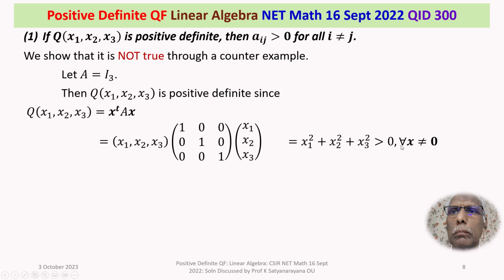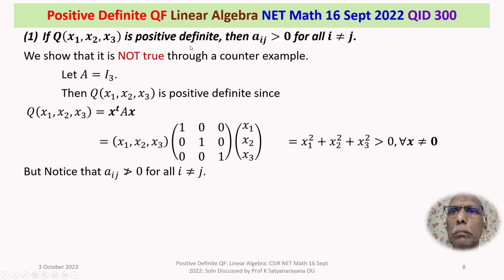The sum of the squares is always positive whenever x is not equal to 0. For all column vectors x1, x2, x3, x1 square plus x2 square plus x3 square is always positive. Thus, x transpose Ax is greater than 0 for all non-zero column vectors x. Therefore, it is positive definite. Agreed. But in this matrix A, look at Aij, i not equal to j. That means A12, A13, A23. They are zeros.